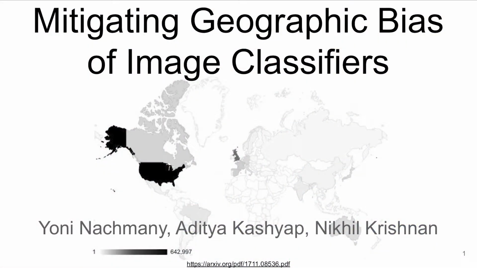Good afternoon. I'll be talking about mitigating geographic bias of image classifiers. In the last couple of years, researchers have highlighted the lack of geodiversity in open image datasets and the resulting bias of models trained on those datasets.